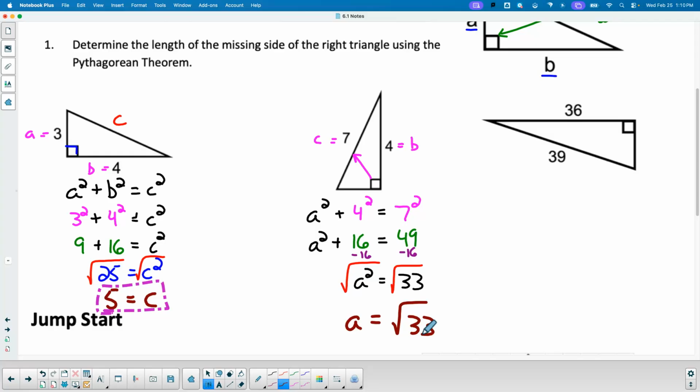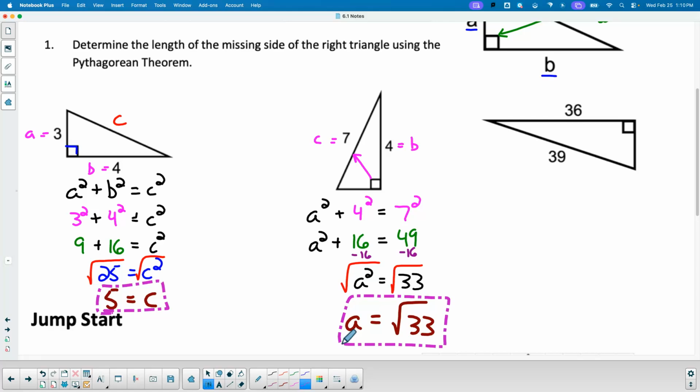Can I simplify the square root of 33 at all? No, because there's no perfect square factors that go into it. Remember we did that first semester? We did some simplifying of radicals. So it's just the square root of 33. It's kind of like when I told you, leave stuff in fraction form. It's less work. If you put stuff in fraction form and leave it, you're done.